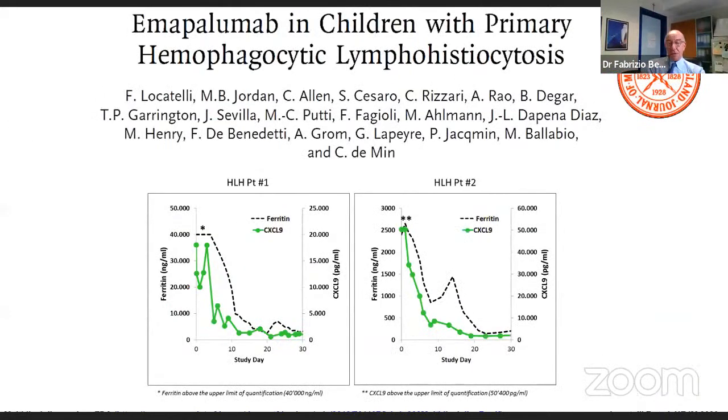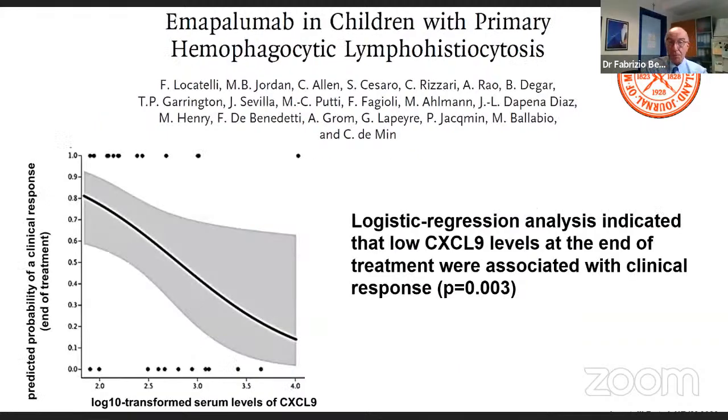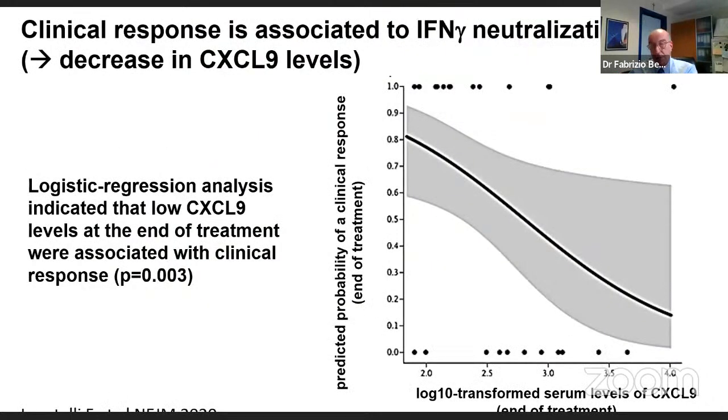And this has become even more evident when the trial with the anti-interferon gamma antibody was performed in children with primary HLH. You see here is data from 2 patients showing clearly that the decrease in ferritin was paralleled by decrease in CXCL9. Again, showing that CXCL9 reflects interferon gamma activity, and when you neutralize interferon gamma activity, you get rid of CXCL9 and your ferritin decreases, pointing to the importance of interferon gamma in this specific disease. Even more importantly, logistic regression analysis in this trial indicated that low CXCL9 levels at the end of treatment were associated with clinical response with a highly significant p-value. I'm sorry, I duplicated the slides.